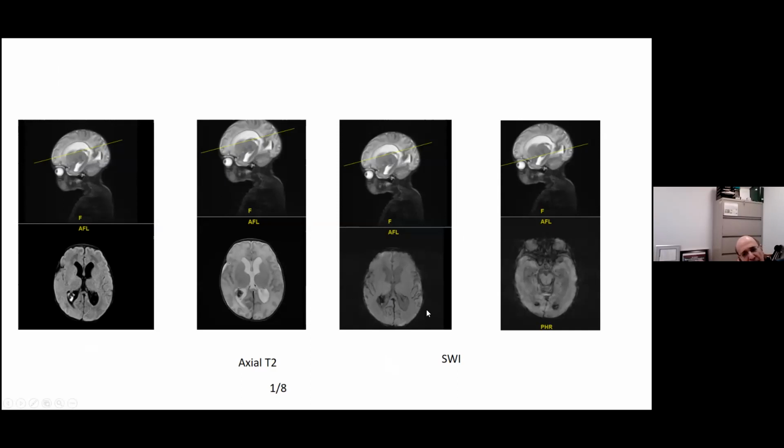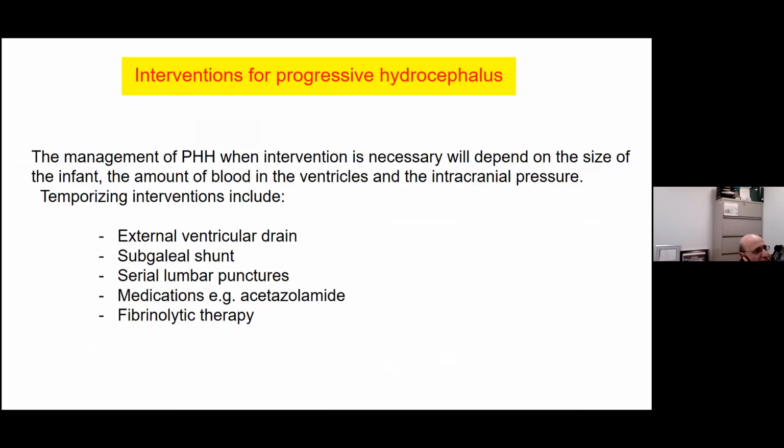And I just showed a couple of the SWI, which looks at blood, and there was obviously blood in the ventricles. So the interventions for progressive hydrocephalus: you can put in a drain, you can put in a subgaleal shunt, you can do serial lumbar punctures, medication, Diamox, and there's a group in the UK who certainly does fibrinolytic therapy.